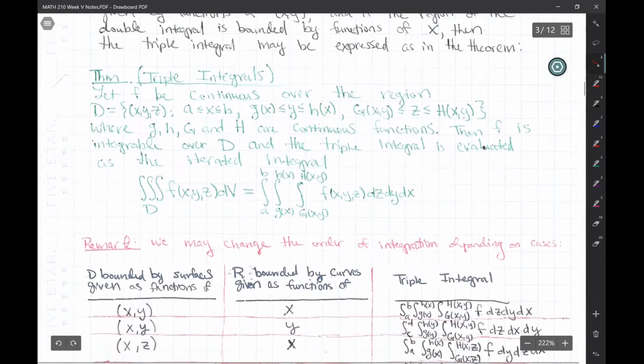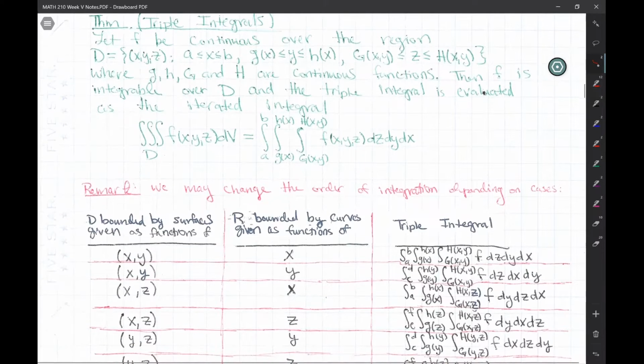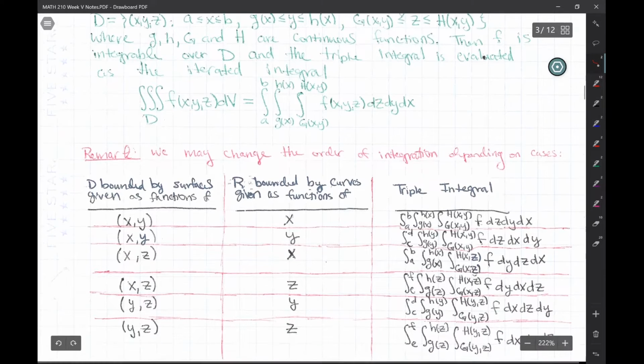Now, of course, one cannot always do that. Sometimes you cannot bound the region of integration with functions of x, y. Okay? And also R may not be bound by functions of x. So in these two cases here, we can bound by surfaces of x, y. If we could then bound the double integral that we would take after doing our first integration in the triple integral, then we get what we had up here in the theorem.